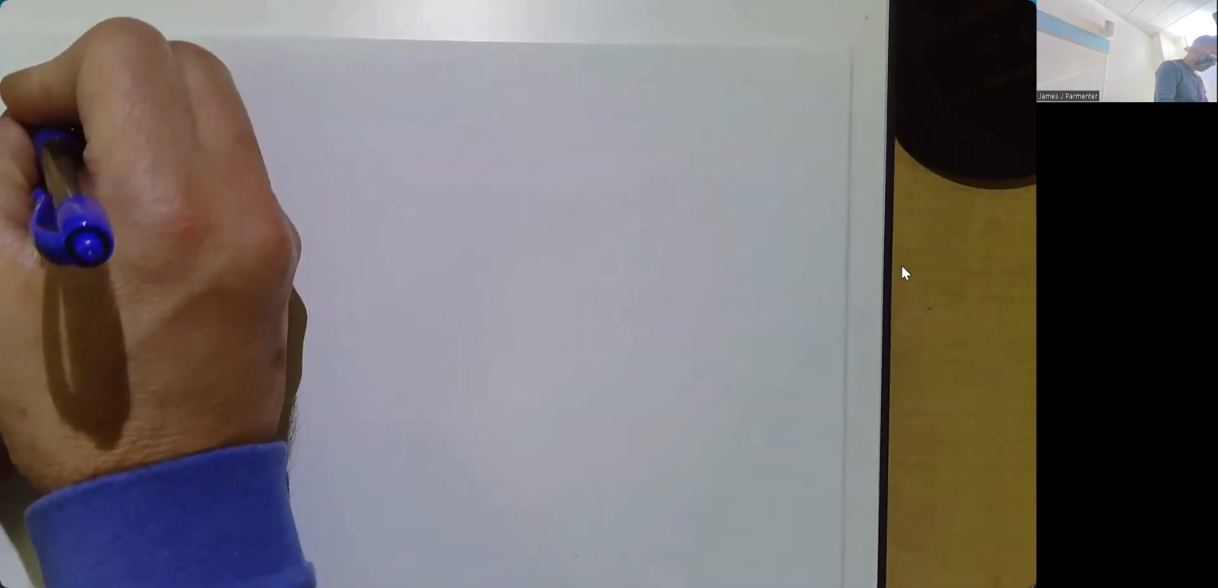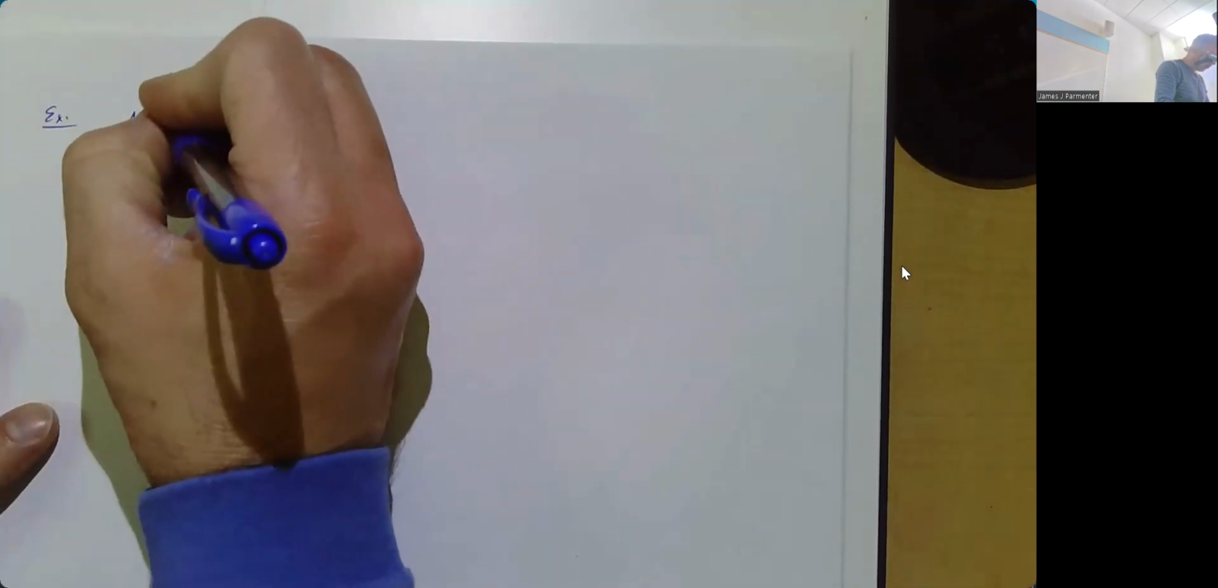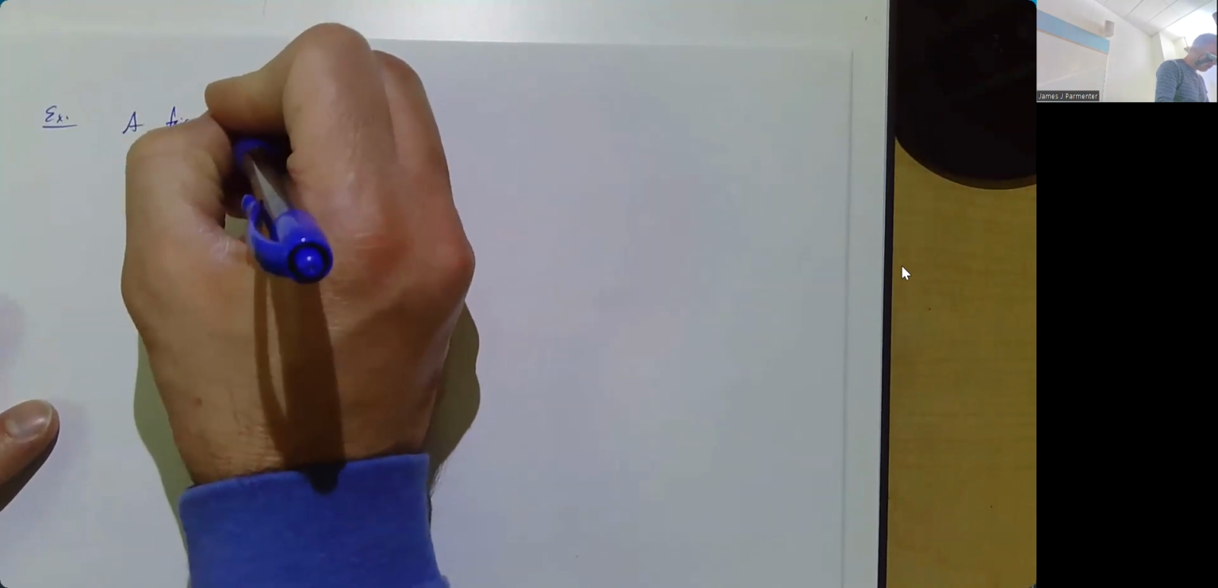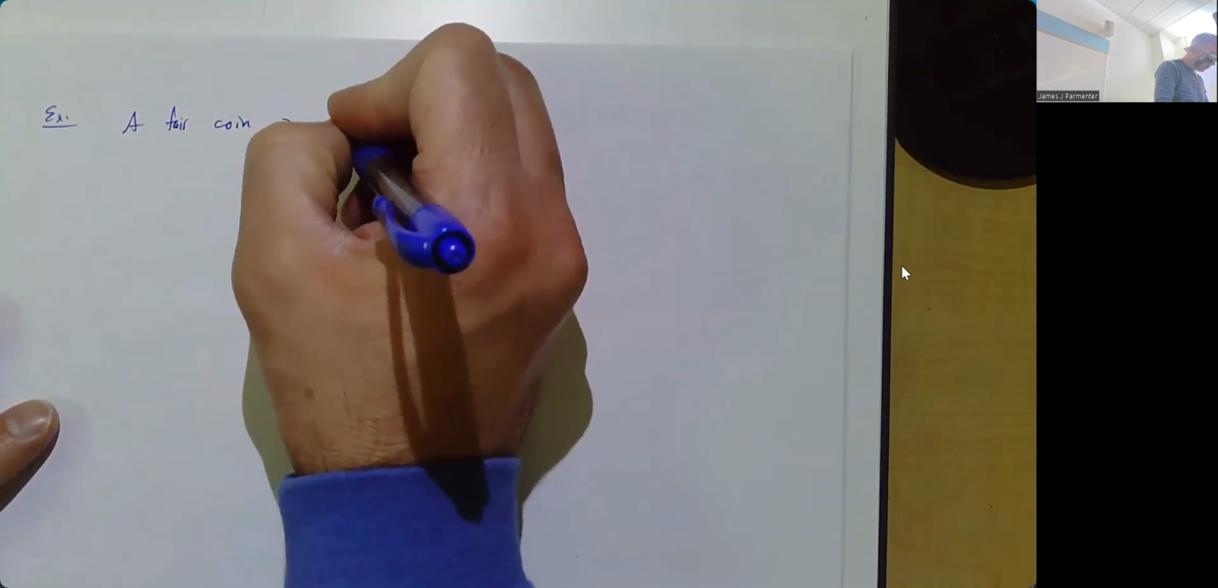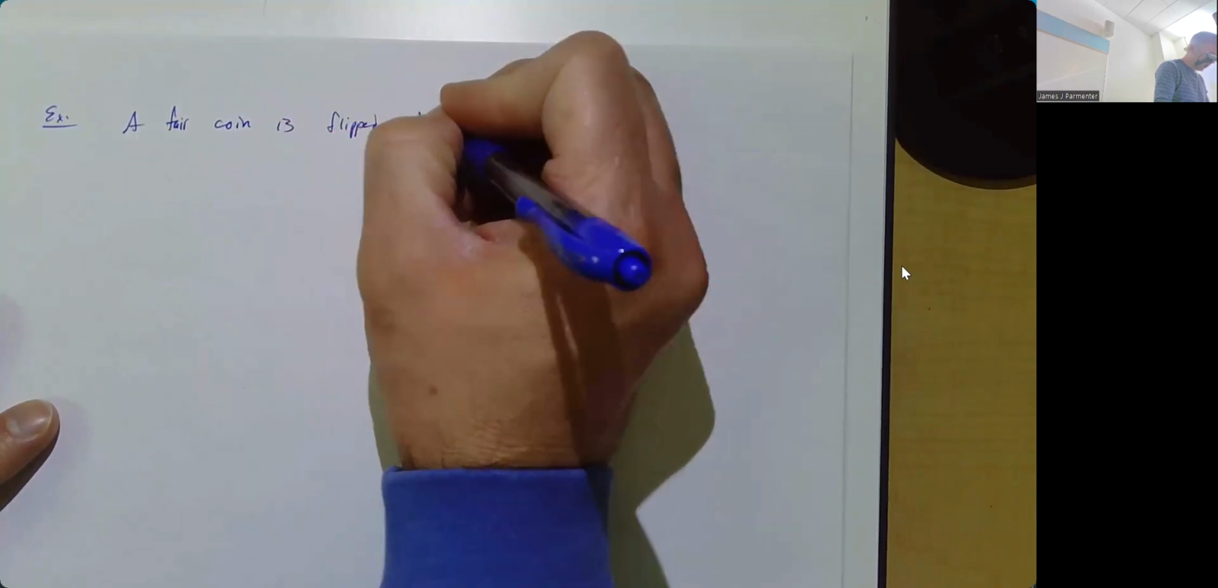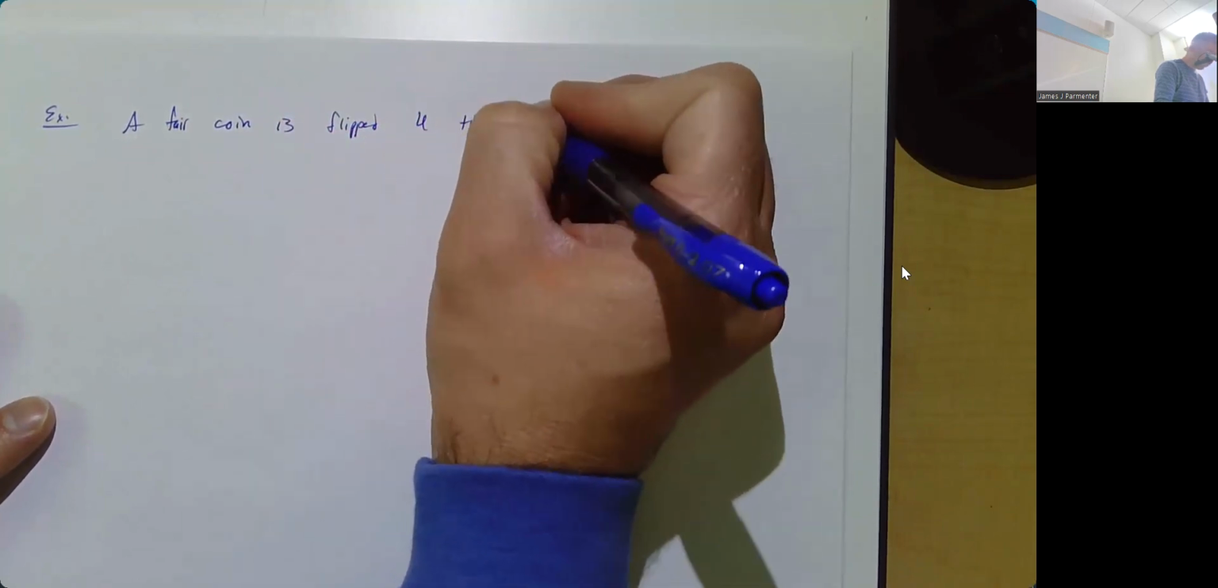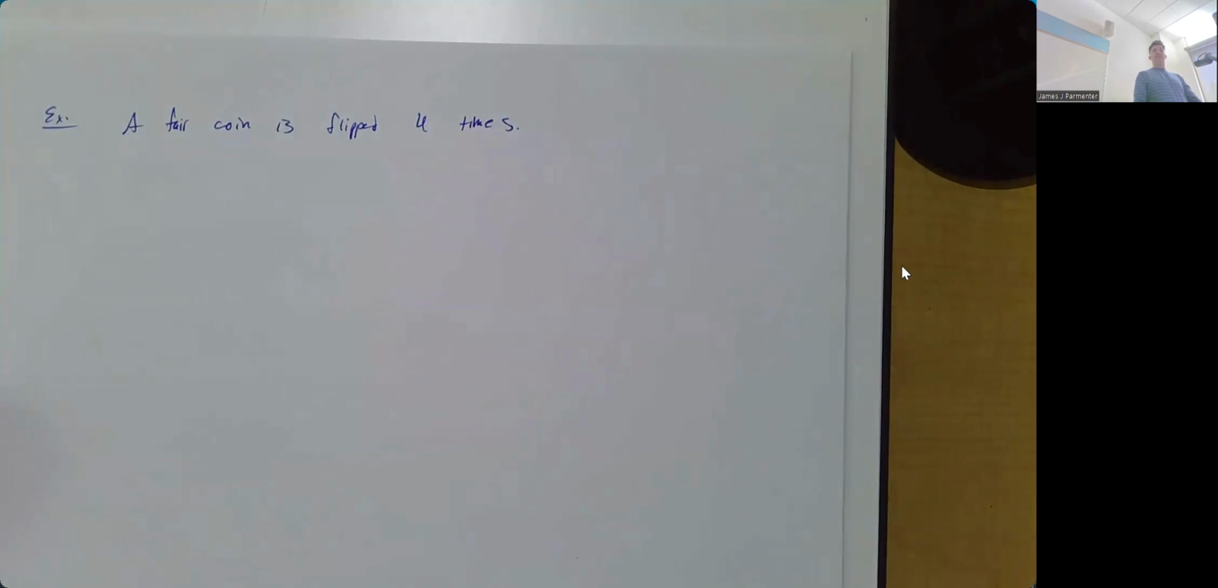So let's look at some other examples here. Let's look at this classic example. A fair coin is flipped 4 times. Or if you prefer, you can think about flipping 4 fair coins at the same time.